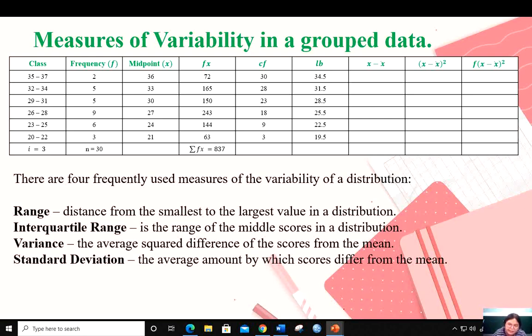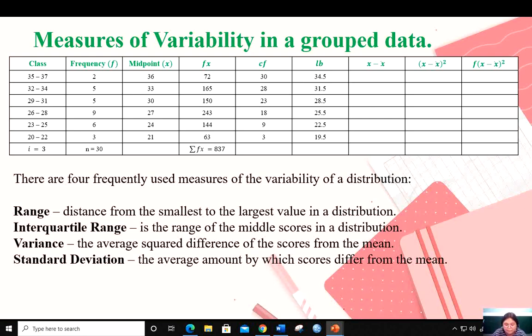Basta inaalam lang natin kung saan yung pinakamababa at yung pinakamataas. Range. Kaya nga siya range. Pag interquartile range is the range of the middle score in the distribution. So, ginagamit natin si interquartile range kapag ina-identify natin yung middle ng distribution. Si variance is just the average square difference of the scores from the mean. Si standard deviation, the average amount by which scores differ from the mean.